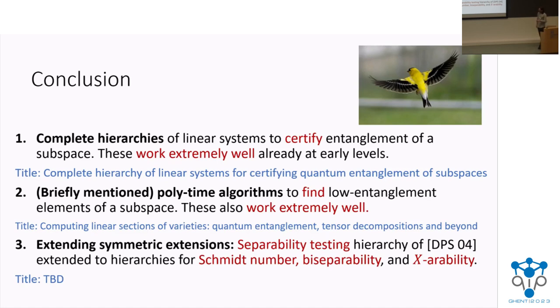And then I showed you a robust version of the first hierarchy, a hierarchy for certifying entanglement of a subspace, and used that to extend the symmetric extensions hierarchy of DPS to analogous hierarchies for testing Schmidt number, biseparability, and exorability more generally. And that part is coming soon to an archive near you.